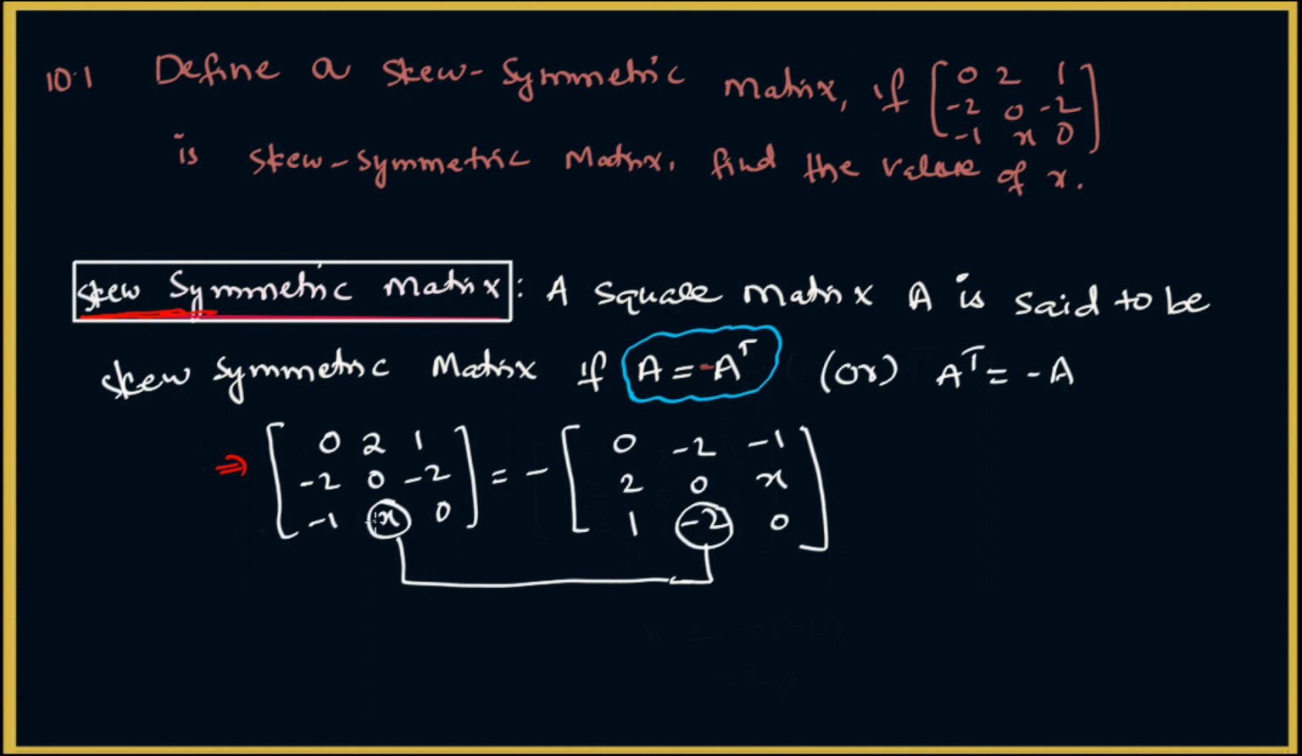So here is given matrix A and its transpose, so minus of its transpose. Now equating the corresponding elements, x equals minus of minus 2. So minus of minus is plus. Therefore x equals 2.